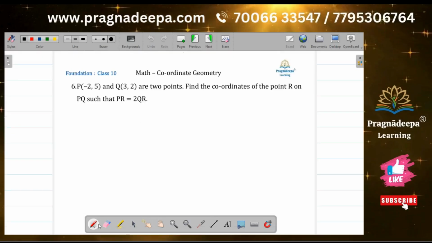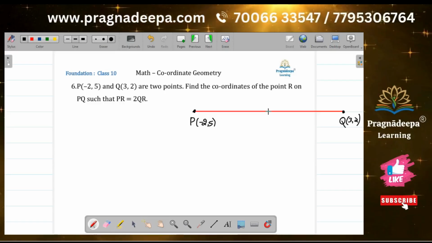Yes, Durgesh, can you read this question? Yes, sir. P is minus 2, 5 and Q is 3, 2. These are two points. Find the coordinates of the point R on PQ such that PR is equal to 2QR. Observe here, you have a line segment PQ. The coordinates of P are minus 2, 5, and the coordinates of Q are 3, 2.